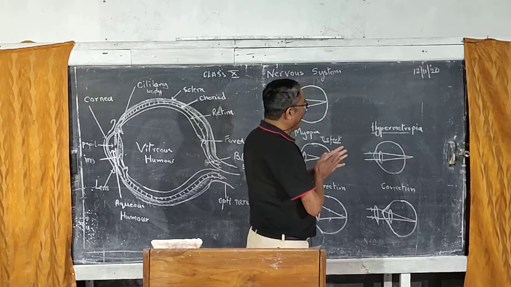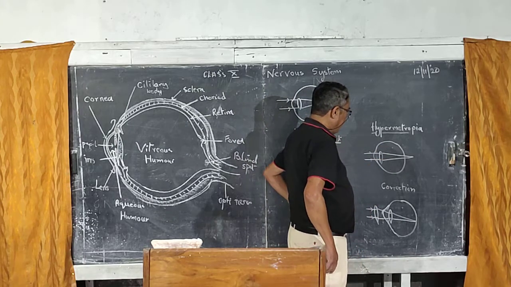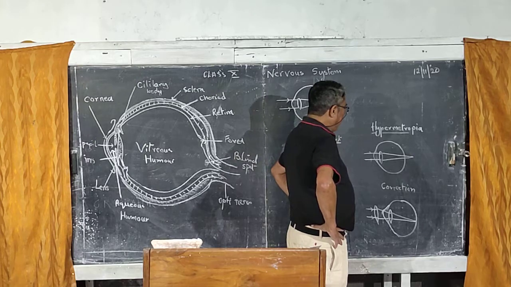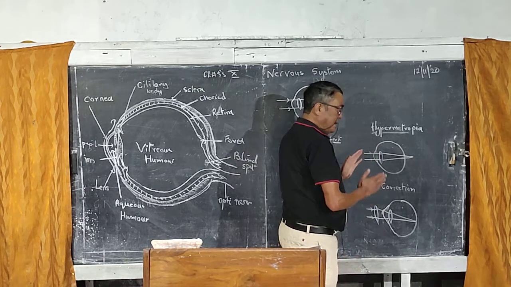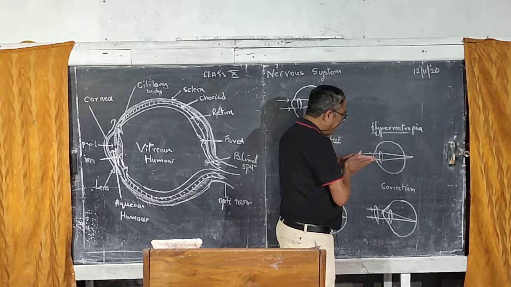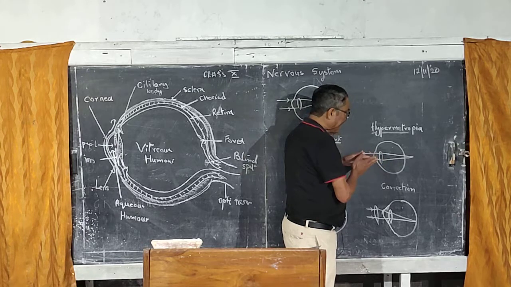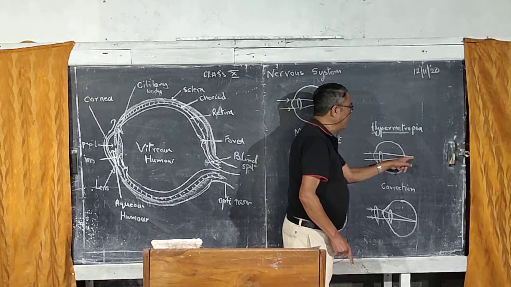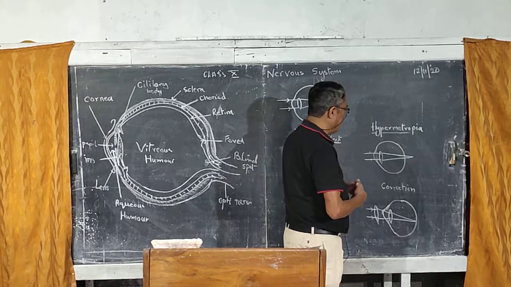Now next, hypermetropia, long-sightedness. This defect is due to the permanent thinning of the lens. When the lens becomes thin, its converging power becomes less. The converging power of the lens becomes less. So the rays appear to meet behind the fovea. So in this case also a hazy image is formed.